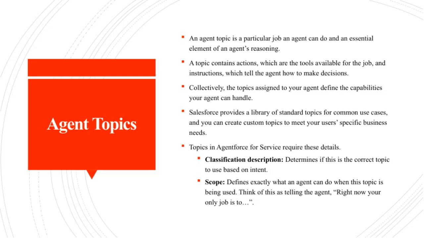An agent topic is essentially a specific job or task that an agent can perform, and it's a fundamental part of how the agent reasons and makes decisions. Within each topic, you have actions, which are the tools or functions available for that particular job, and instructions, which guide the agent on how to make decisions based on the situation. Think of it as giving the agent a clear set of capabilities and rules to follow.